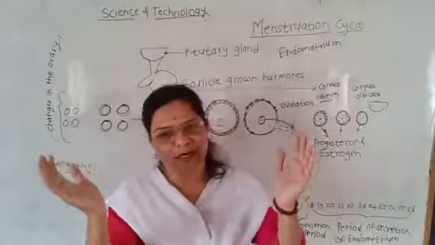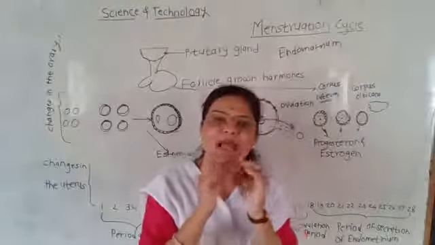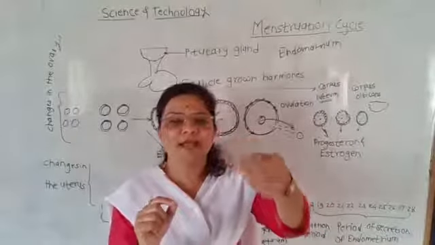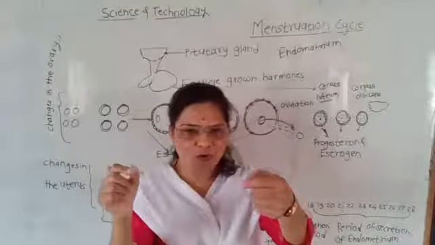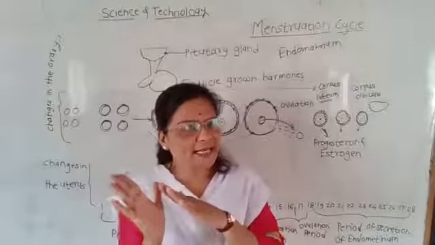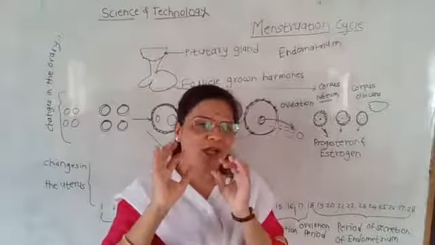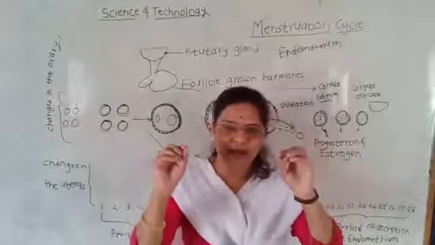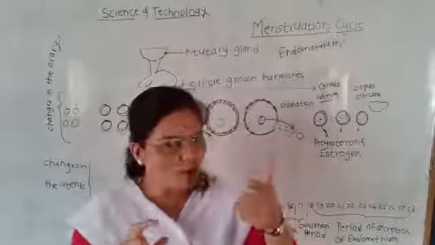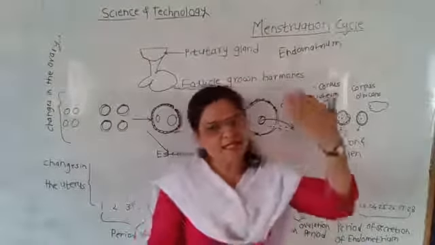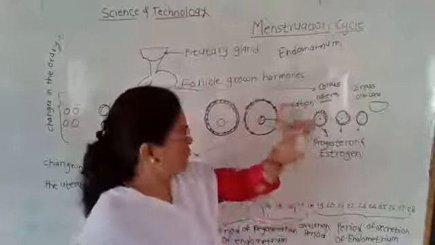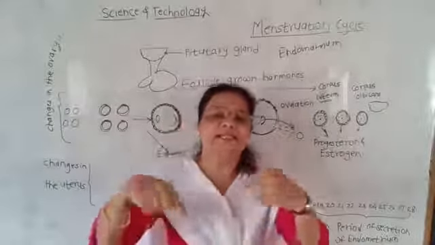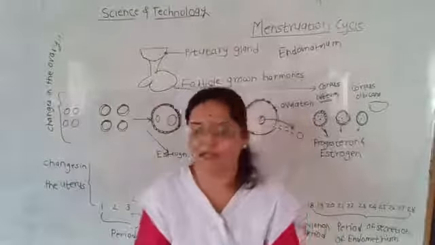Whenever there is a union of male and female gametes, the male releases sperms into the vagina, the exterior opening. Whenever fertilization takes place, the male gamete and female gamete unite to form a zygote, and cell division takes place, and the embryo comes into the uterus, and developmental stages take place in the uterus.